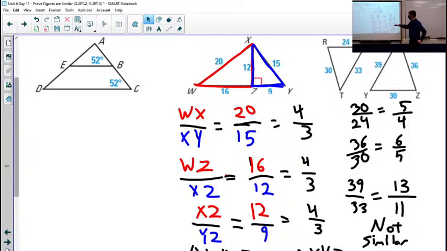So, all of them, all the ratios need to match. If there's any of them that don't match, this is why you need to check all 3. If there's any of them that don't match, not similar, even if the other 2 do. So any questions on that?